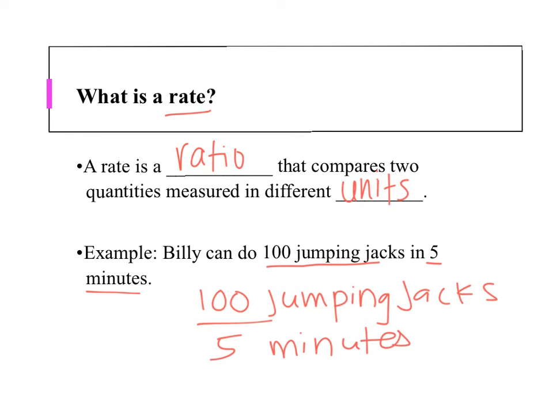Okay, and we talked about simplifying yesterday. We don't need to simplify here, right? The rate for Billy would be 100 jumping jacks in 5 minutes. So that's what a rate is.